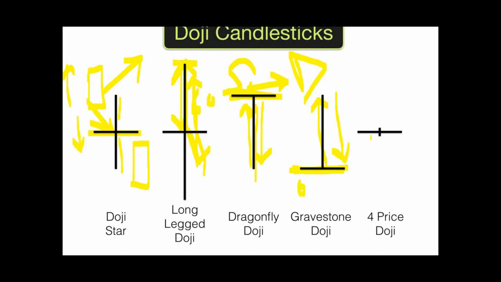Now we have this four price Doji. What does this four price Doji say? It's a normal Doji that opened from here, went above, then again came down and closed where it opened.